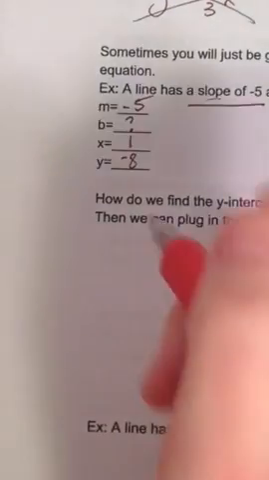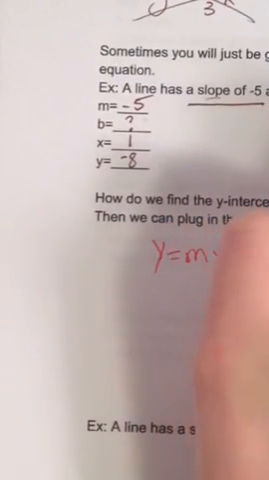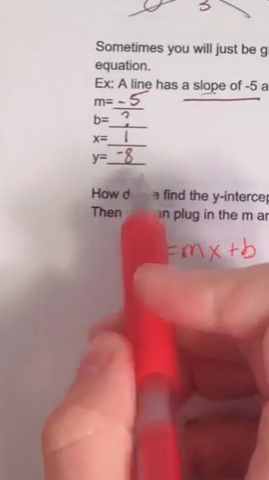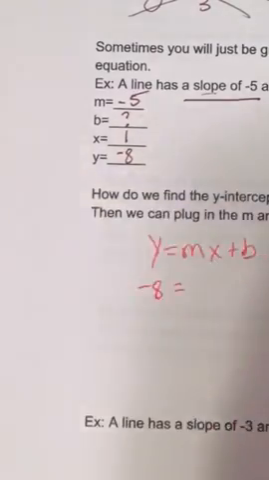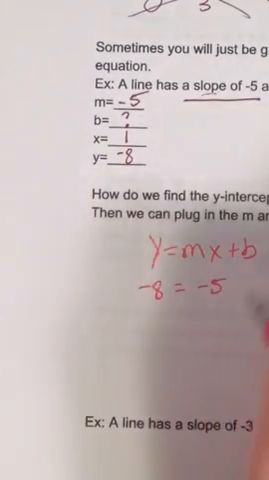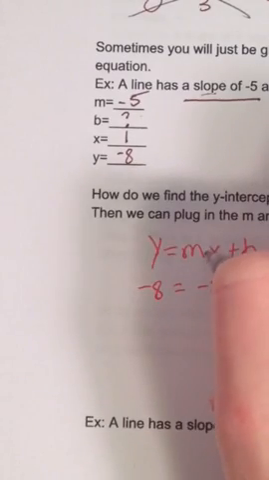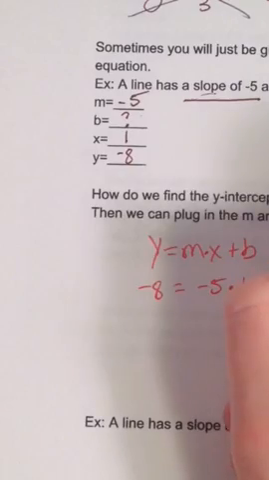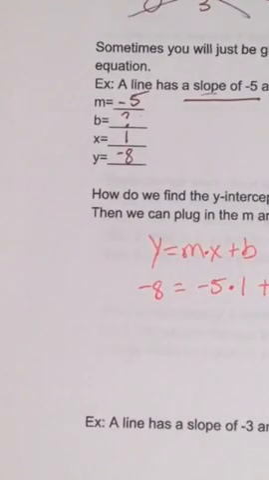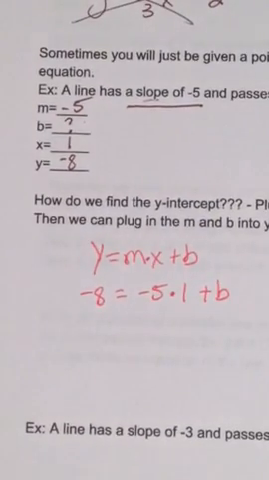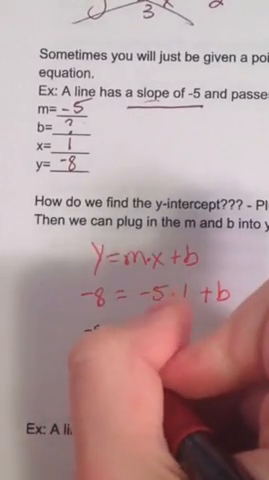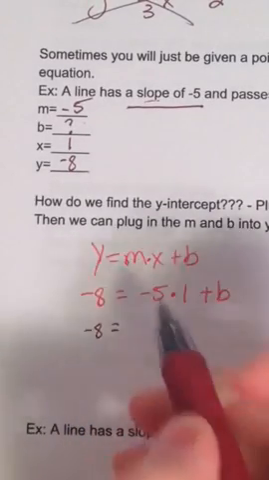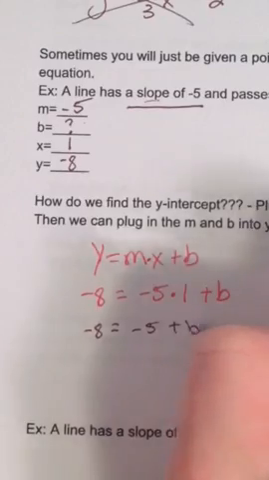So I have all this. So I have y equals mx plus b as my formula. Y is -8 equals m, which is -5. Remember, there's an invisible multiplication between m and x. And x is 1 plus b. So now I can solve for b and find out what b is. So I get -8 equals, well, -5 times 1 is just -5 plus b.